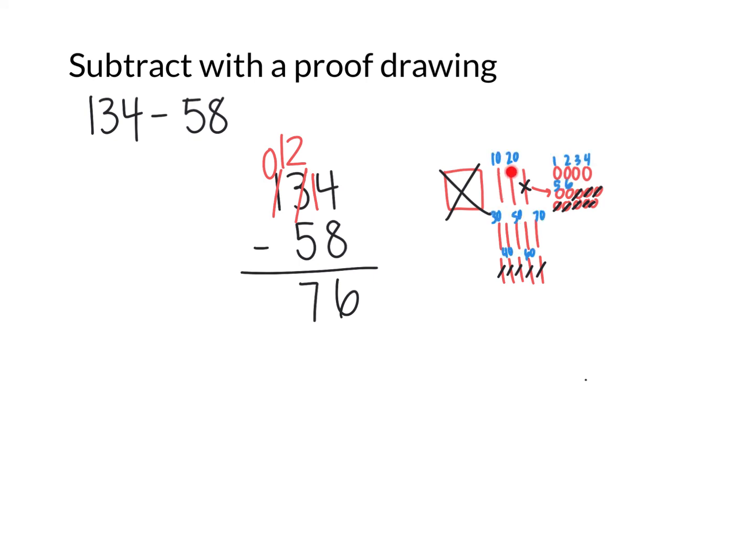which makes sense because if I look at my drawing, I see 10, 20, 30, 40, 50, 60, 70, 71, 2, 3, 4, 5, 6. Same as my answer. So I subtracted 10, 20, 30, 40, 50, 51, 52, 53, 54, 55, 56, 57, 58, just like I said in the problem.